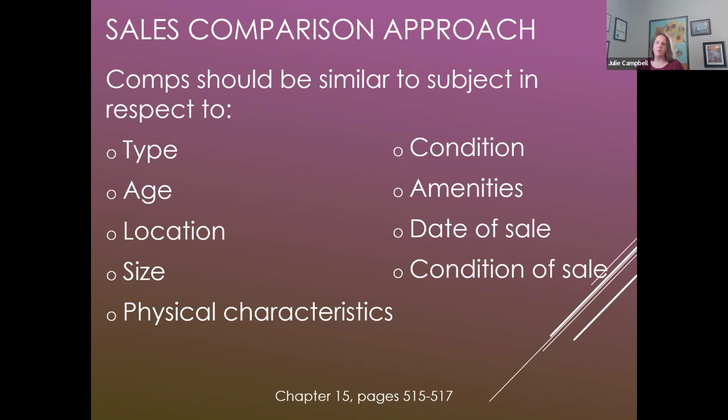Date of the sale: again, we're looking for recently sold. 6 months is ideal. It's not always the best way, it just depends on the market. And then the condition of the sale. Again, was it a foreclosure? Was it a short sale? If so, we're led to believe that a foreclosure sells for less than average homes in that neighborhood. So we would need to take that into consideration. Same thing with a short sale.